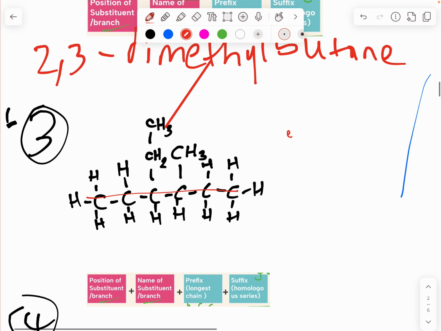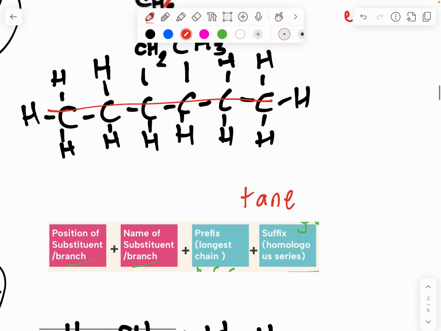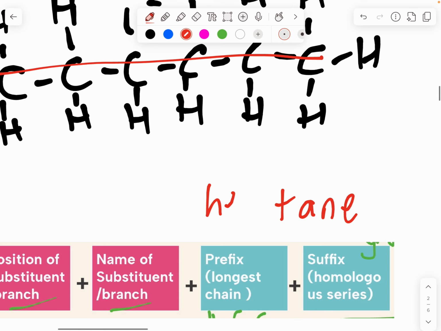The next thing that we need to do, we're at step 2, identify the suffix based on the longest continuous carbon chain. Looking at it, we're only seeing C single bond C, so that's going to be an alkane. So the ending of the name is going to be ANE. For the prefix, we name that based on the amount of carbons in the longest continuous carbon chain. We're seeing 6 carbons, so it's going to be hex. Hex is the prefix for 6.